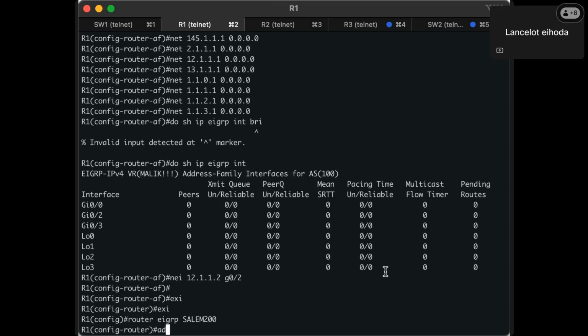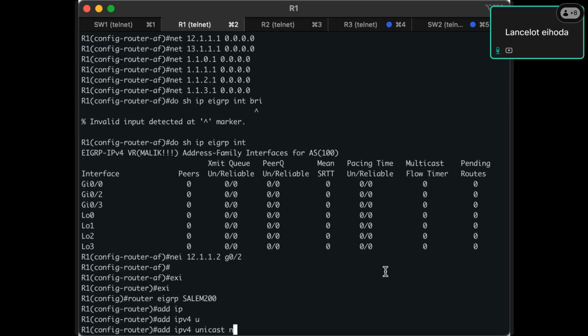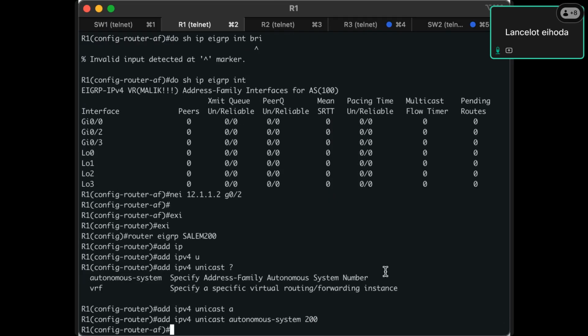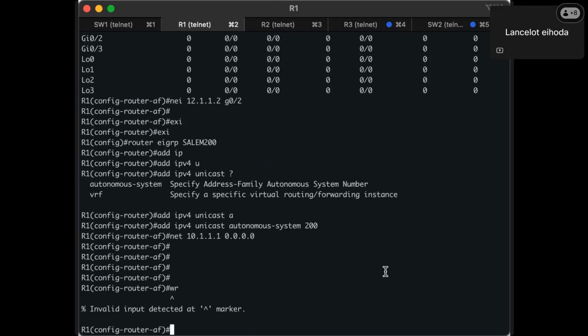So as usual, address family IPv4 unicast, AS 200, network being 10.1.1.1. Then do it right. So let's go to router 2 and see what we can do.